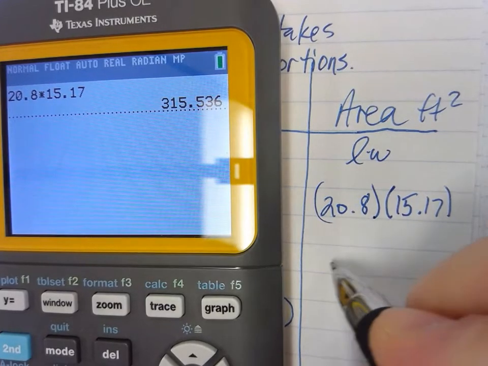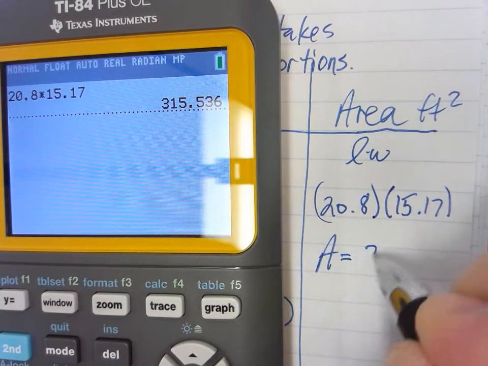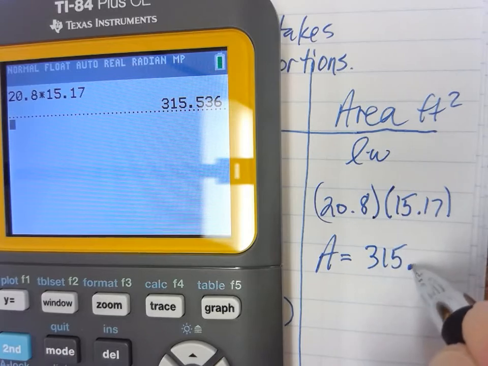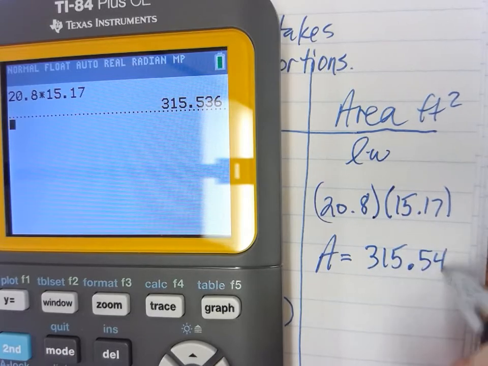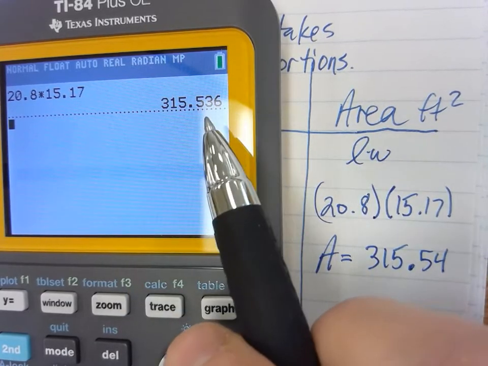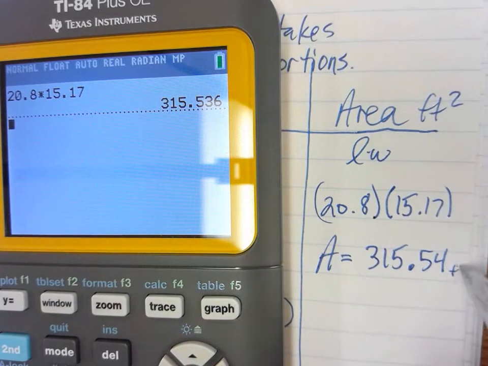And so that means the area of my room up there is 315.54, because there's a 6 right there. I've got to round that up to 316 feet squared.